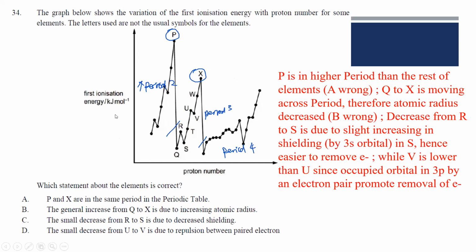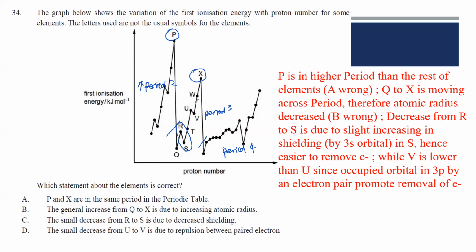B, the general increase from Q to X is due to increasing atomic radius. No, when going across the period, atomic radius decreases. So B is also wrong. C, the small decrease from R to S, which is here, so you have to try your best to identify, is due to the decrease in shielding. No, this is due to R having a full-filled 3s orbital.